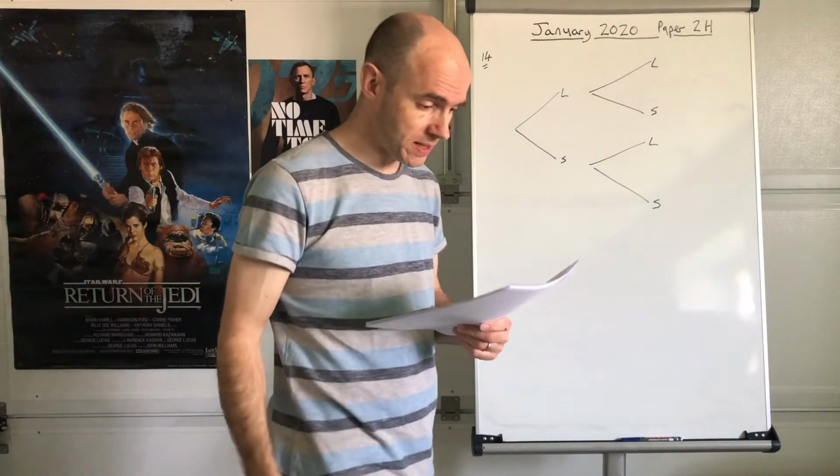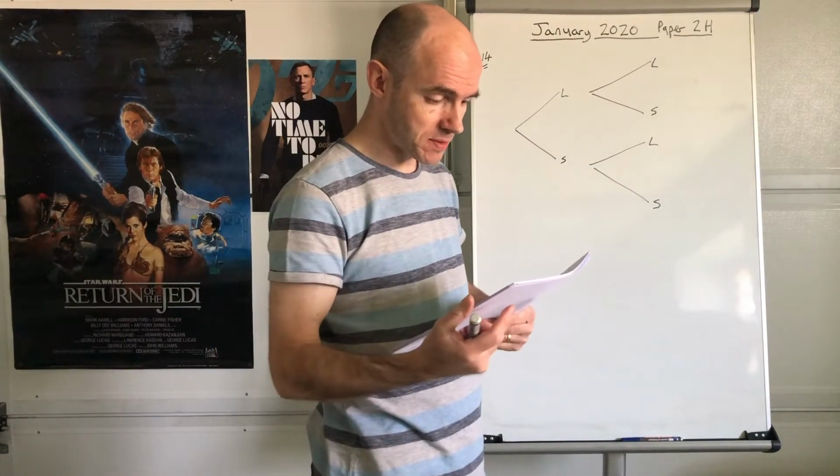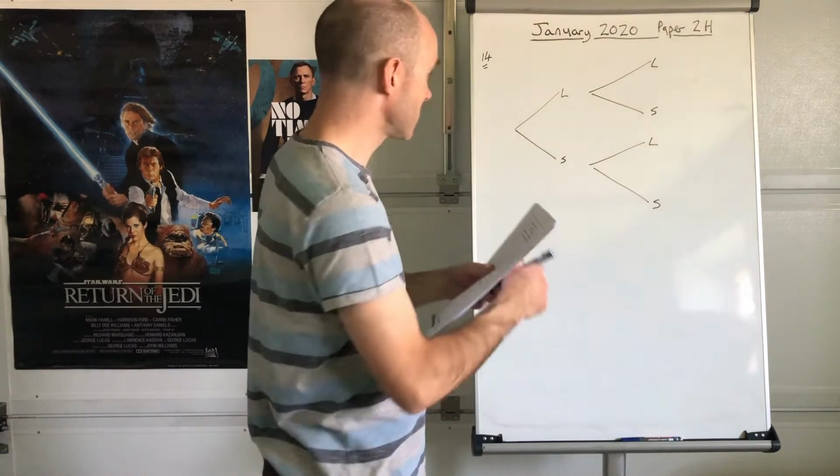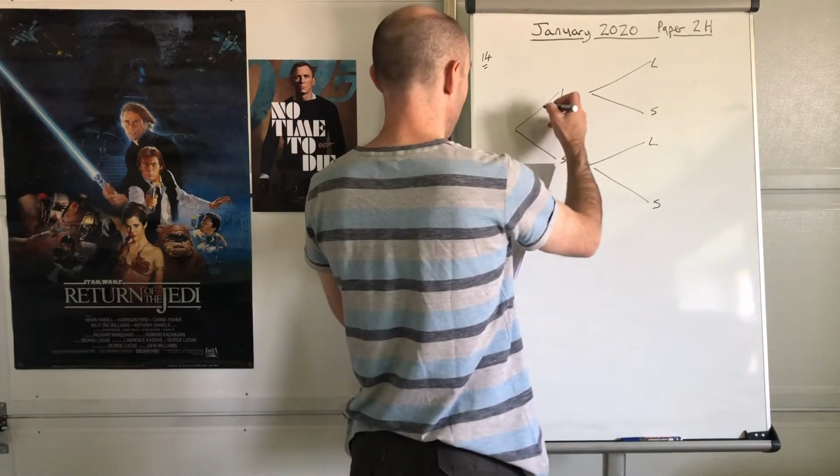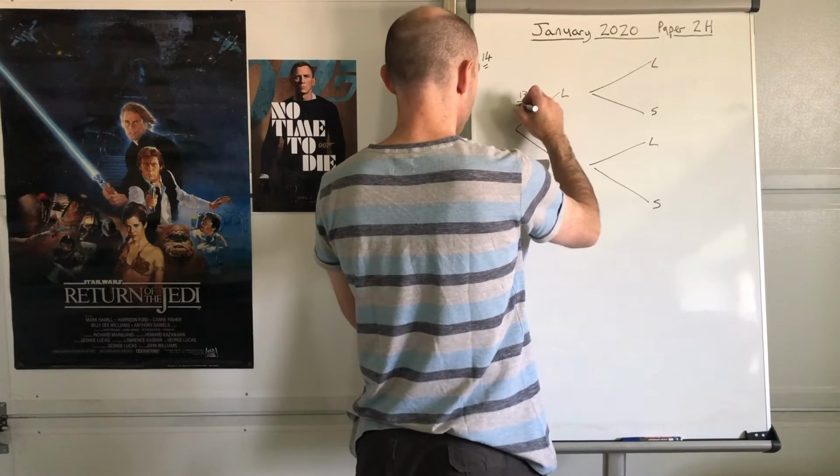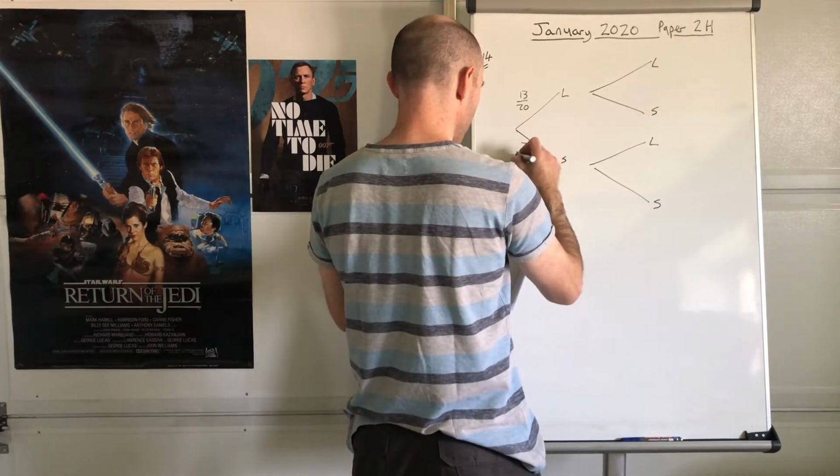Okay, number 14. So 20 glasses in the cupboard. 13 are large, 7 are small. So quite easy. You can put in here for the large, it's going to be 13 over 20, and for the small it is 7 over 20.